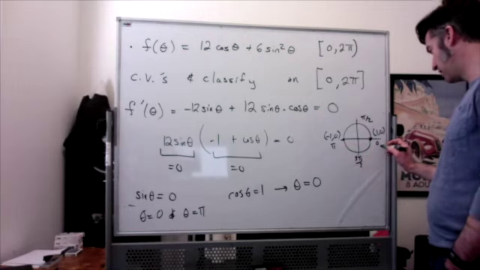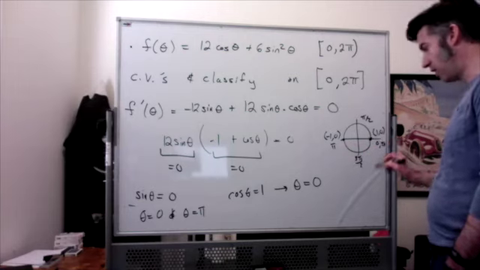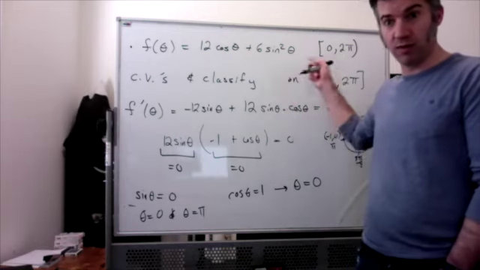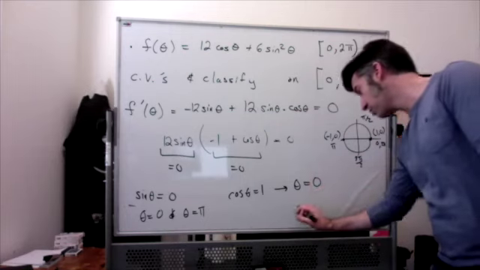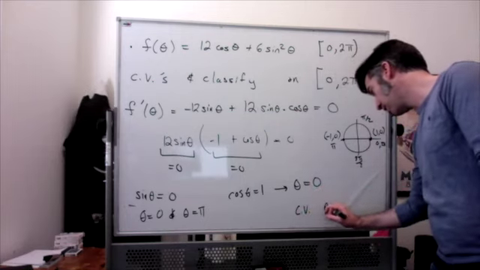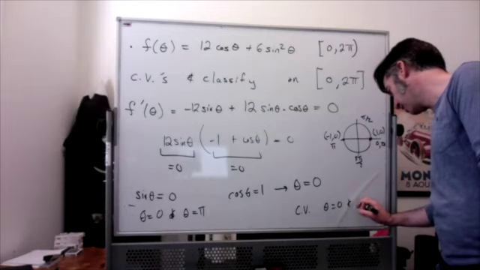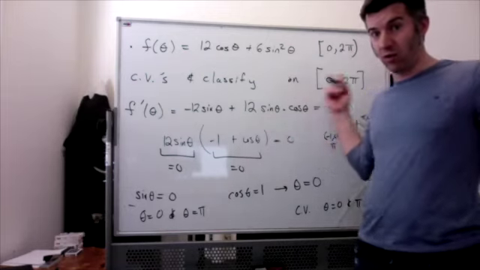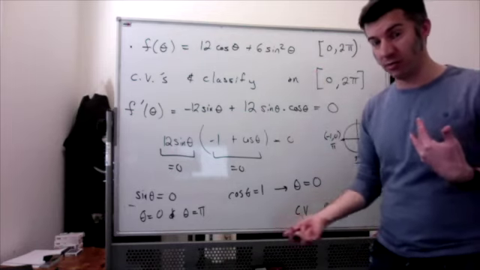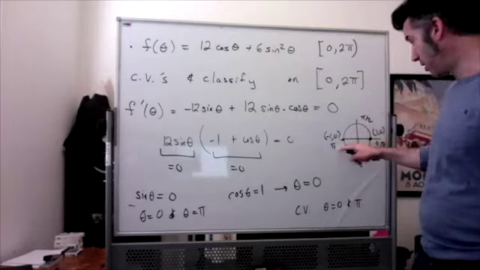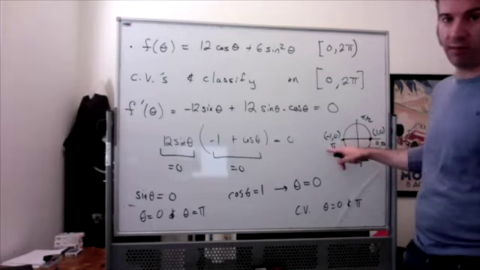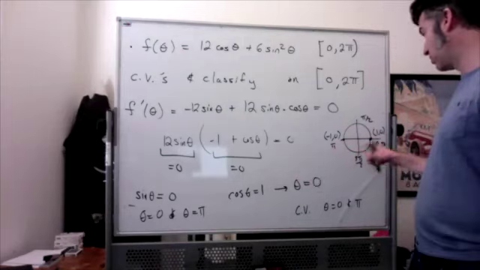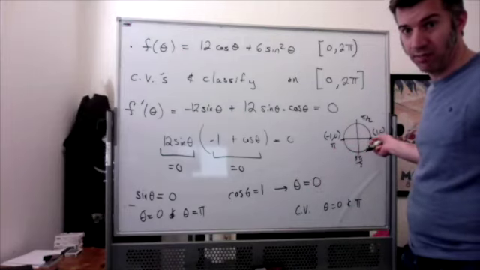Since I'm not sure exactly how the question was written, I'll clarify. If the interval was from 0 to 2 pi, our critical values would be theta equals 0 and theta equals pi. However, if they just said find all the critical values and you weren't limited, you would get every multiple of pi: 0, pi, 2 pi, 3 pi, 4 pi, 5 pi, 6 pi, etc. Because any multiple of pi would give you sine equal to 0, and then some of them would also give you cosine equal to 1.